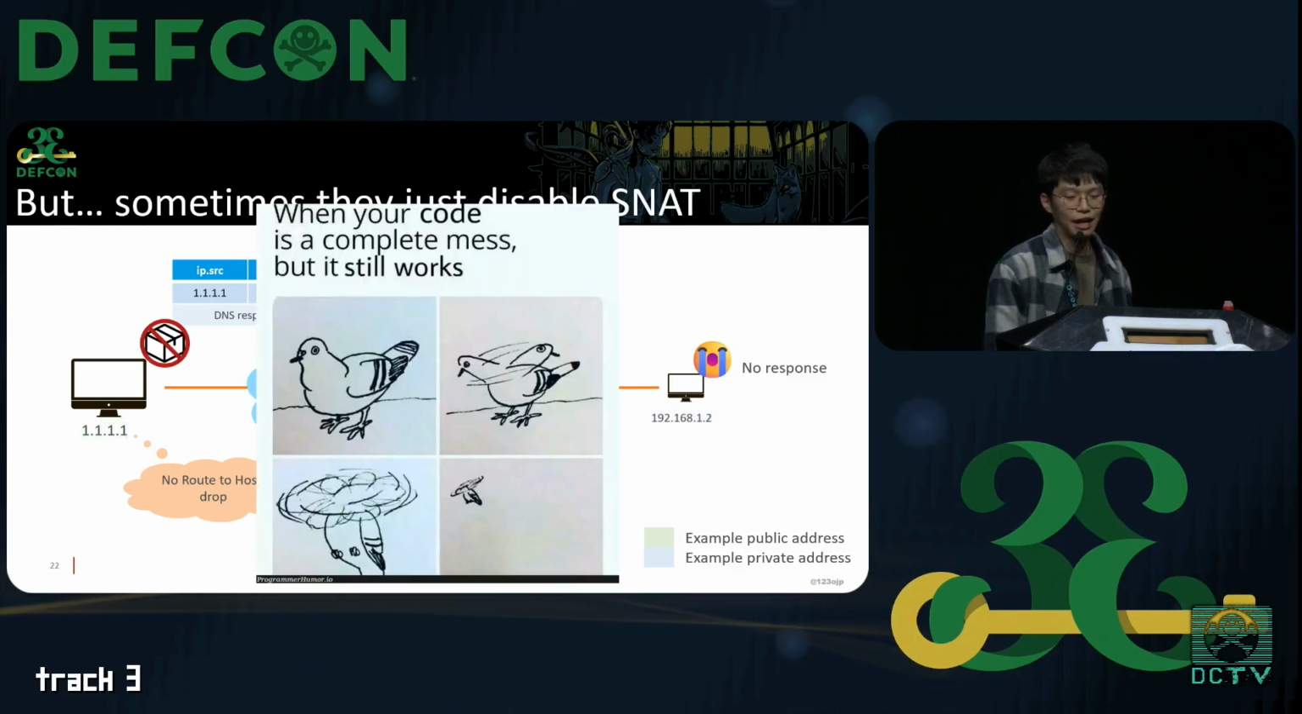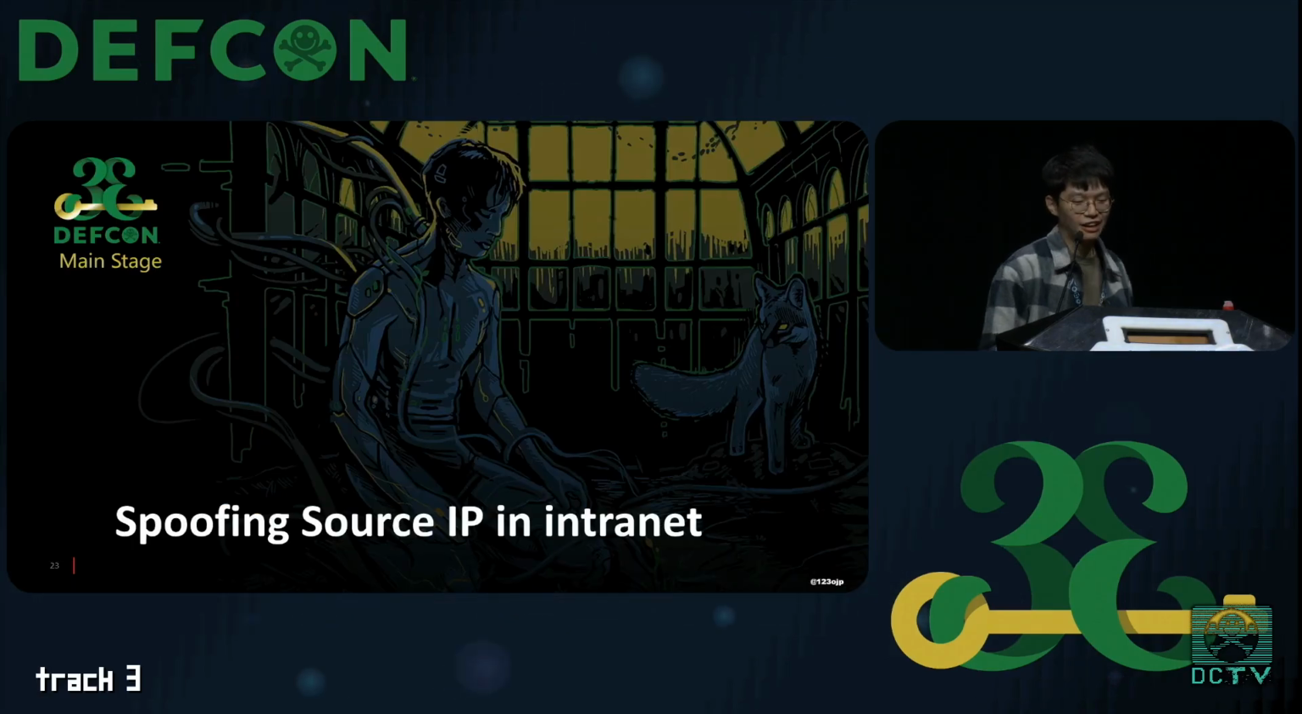So the configuration is completely a mess, but it still works because the client still does not receive any response, so the client is not connected to the internet. So if we consider both situations together, what would happen if we spoof the source IP address on the intranet?